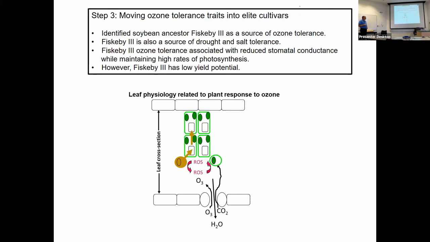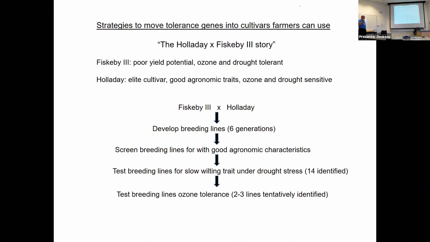We don't exactly know what that means. It's a project that would be good for a student if I could find the funding for it, to understand exactly how CO2 is regulated inside of a leaf in FISKIP3, and how that is different than maybe some other crops. Then we'll move on a little bit to strategies for actually moving these ozone tolerance genes into cultivars that farmers can use.